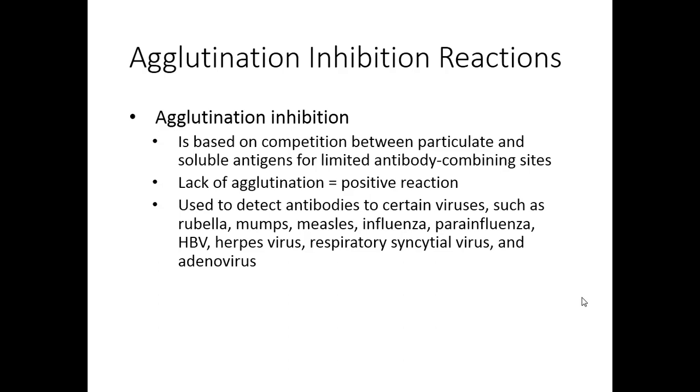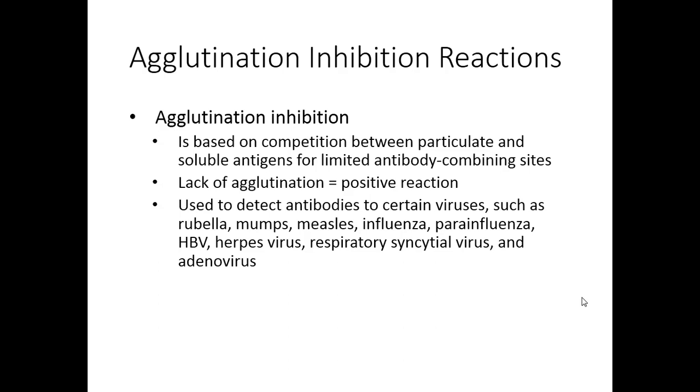Agglutination inhibition reaction. Sometimes people get a little hung up on this. I think when we discuss it and then we look at a picture, it'll make sense. But you may have to look at this illustration a couple of times. So another kind of agglutination reaction is the agglutination inhibition reaction. In this case, agglutination inhibition reactions are based on what's called a competition between the particulate and soluble antigens for limited antibody combining sites. What does that mean?